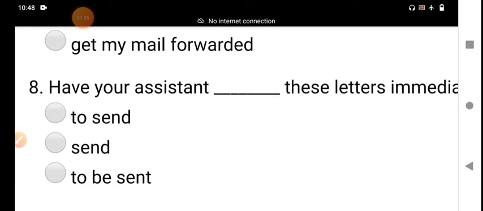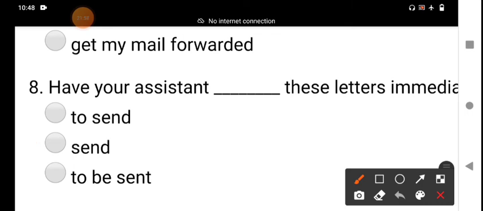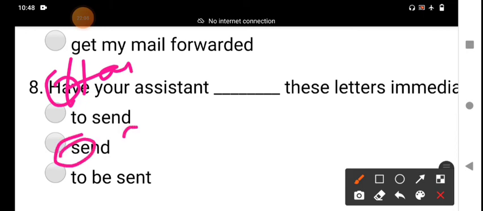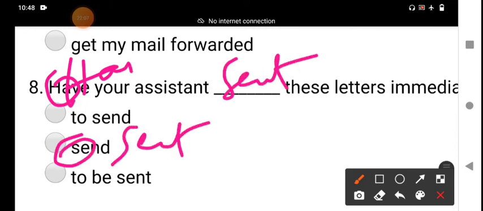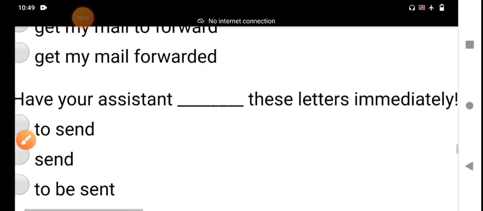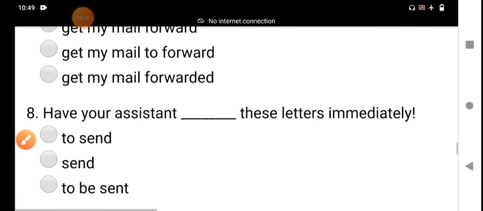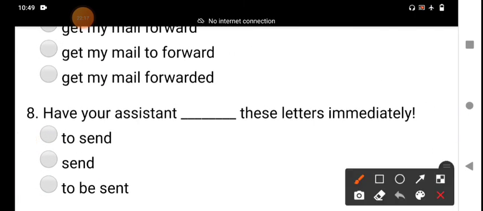Eighth question, please listen carefully. Here the sentence structure we have to change. And has your assistant sent? Sent is present perfect tense. Has your assistant sent these letters immediately? It is a wrong construction. We should change one thing.